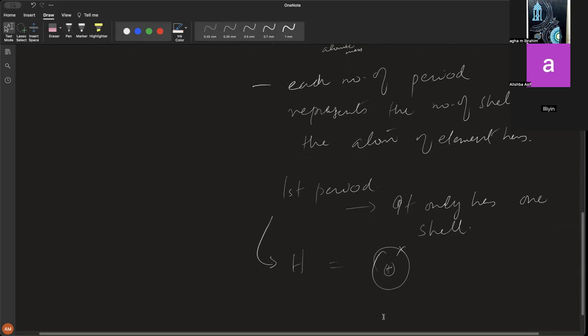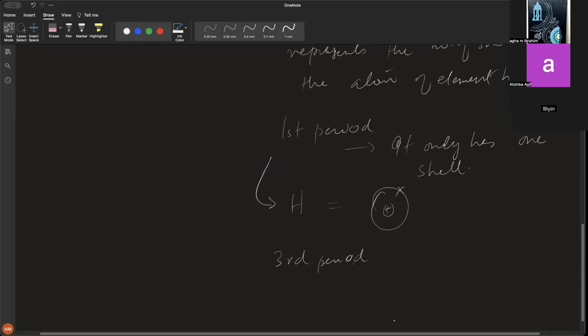If you look at sodium, sodium is in the third period. So all third period elements are going to have only 3 shells in total. Sodium is 23 and 11. So if you make the electronic configuration, you will see it is 2, 8, and 1. How many shells can you see? 1, 2, and 3. So this is the third period. Do you understand?